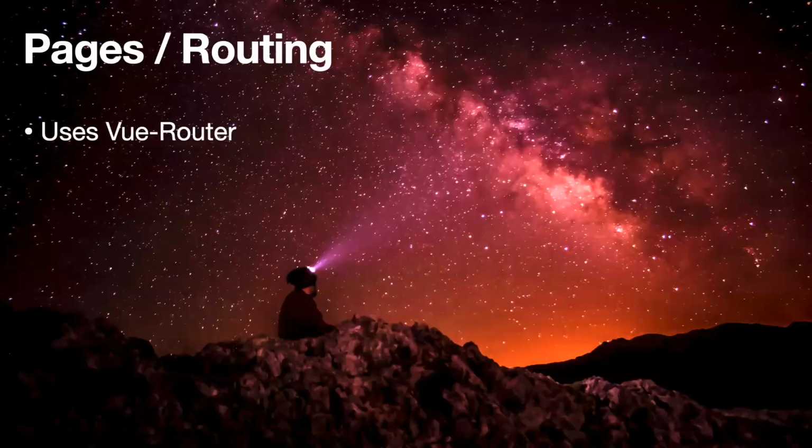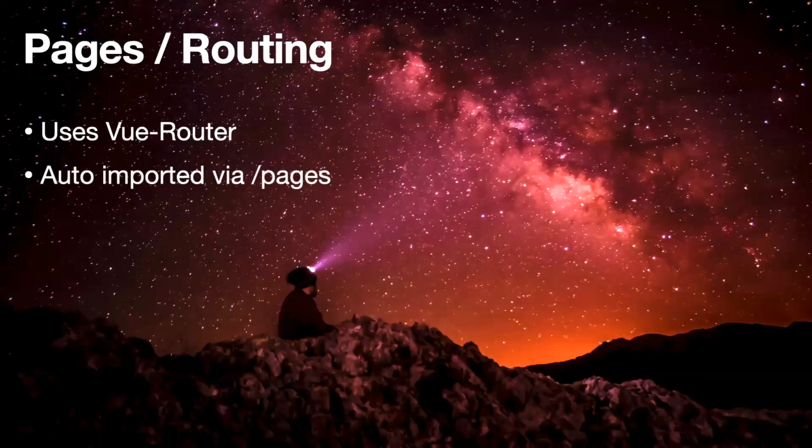Let's talk about pages and routing. Underneath the hood, it uses View Router for the entire routing system. So that's used both server side and client side. And again, those are auto-imported via pages. So again, you'll see this over and over again, auto-import, auto-import. It just works by having files inside of folders in a certain way. But again, you can totally disable that if you wanted to.